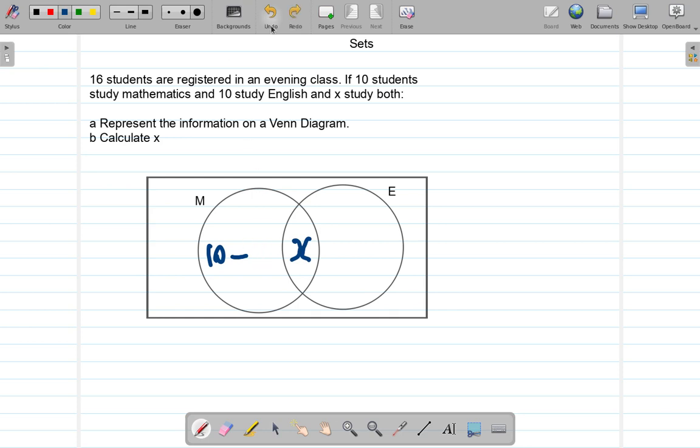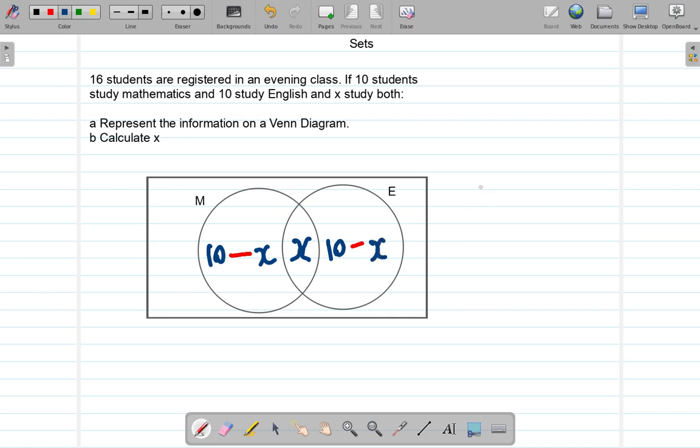Let me redo that part. 10 minus the X. Alright? And here, 10 are doing English. So here's 10 minus X. You must put the minus and then the X.